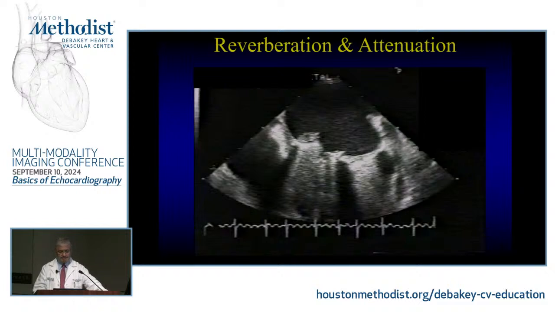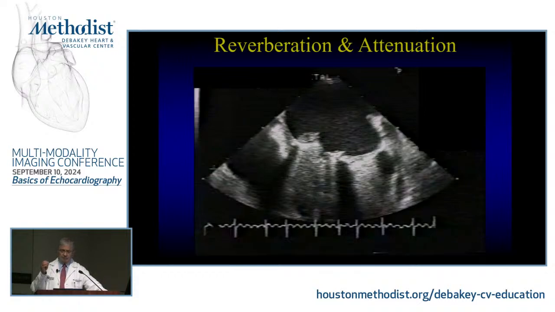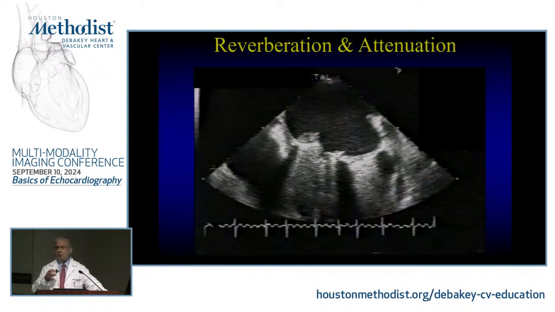Another thing that you could see, and I already alluded to, is reverberations and attenuation, shadowing in a way. This is a transesophageal approach, and you have a mechanical valve here. You can see these reverberations that occur because of the properties of this mechanical prosthesis, but in addition to the reverberations, you have shadowing. You're not going to be able to interrogate what's going on here. And that's why, with ultrasound, a transthoracic approach and a transesophageal approach complement each other.